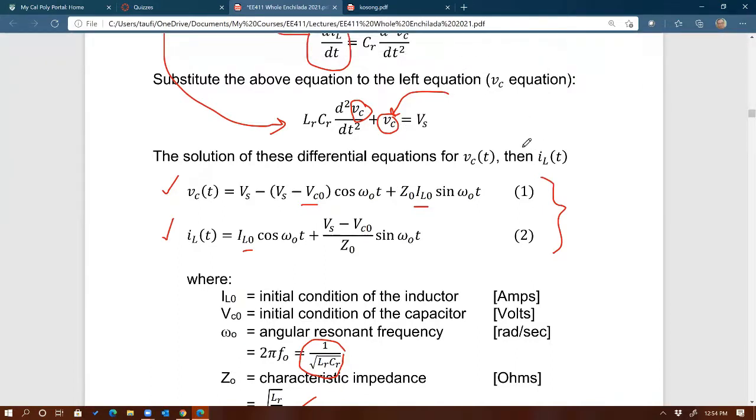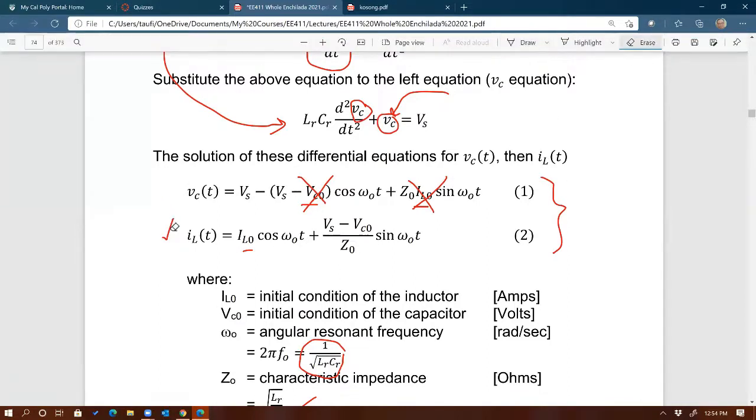Well, you can also look at these equations and just apply VC naught equals 0 right there, and IL naught equals 0 right there, right? What's going to happen if VC naught and IL naught are both 0? Do we still have sinusoidal equations? Yes or no? Yes, right? But equation number 1 becomes Vs minus Vs cosine of omega naught t. So it is still a cosine function with both initial conditions being 0. Is that clear?